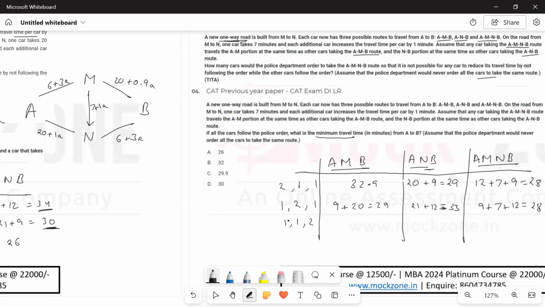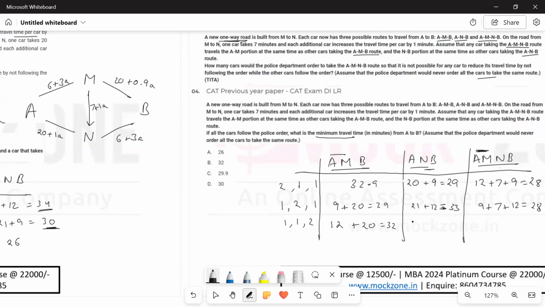But if we consider this 112 वाला case, that means A से M में कितनी गाड़ियां जा रही हैं? Now we know that three cars are going, one from A to M and two from this A to M. So three cars are going here. Then A से M में कितना टाइम लग रहा है? 12. Plus M से B में कितना टाइम लगेगा? 20. This is how much? 32 minutes.